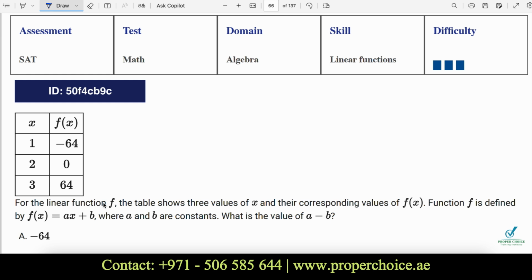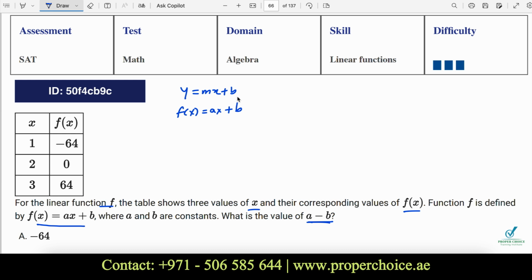For the linear function f, the table shows three values of x and their corresponding values of f(x). The function f is defined by f(x) equals ax plus b, where a and b are constants. What is the value of a minus b? It is the same as a linear equation, that is y equals mx plus b, which they have given to us as f(x) is equal to ax plus b.